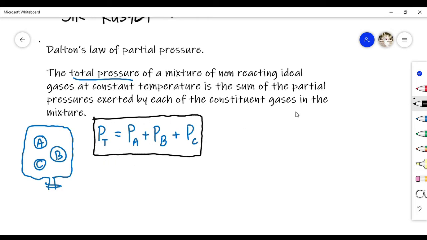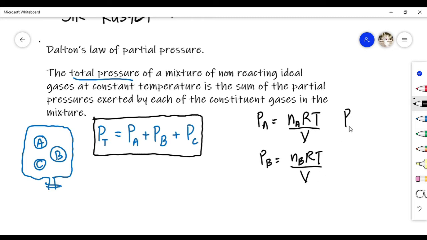So in each case, okay, so untuk PA kita ada nA RT over V. PB pun sama juga, kita ada nB RT over V. Partial pressure C pun sama juga, kita ada number of mole of C times RT over V. Okay, so look at here, in each case, each gas kita ada V yang sama, constant temperature yang sama, R yang sama. Okay, so the difference is the number of mole.